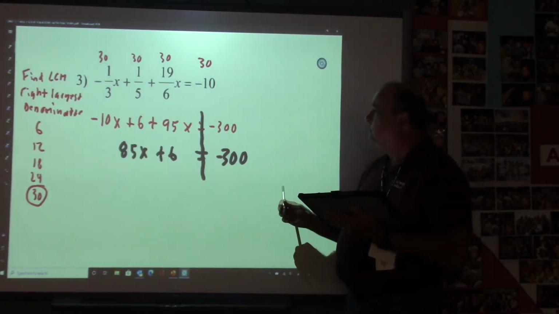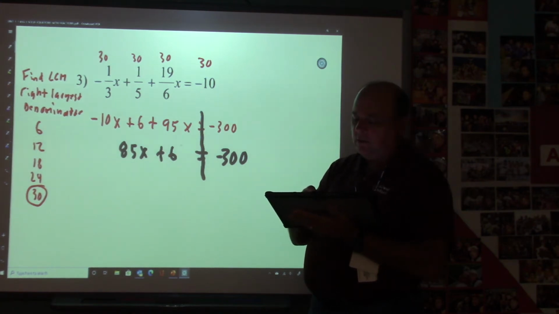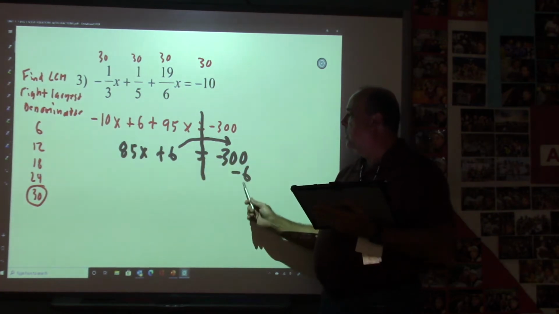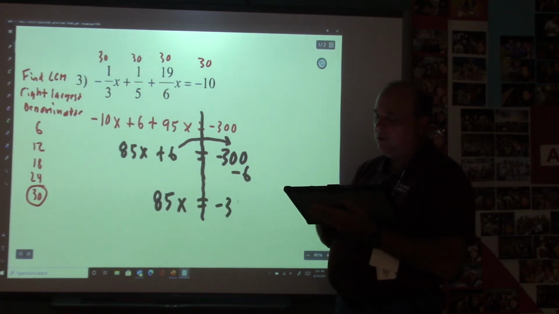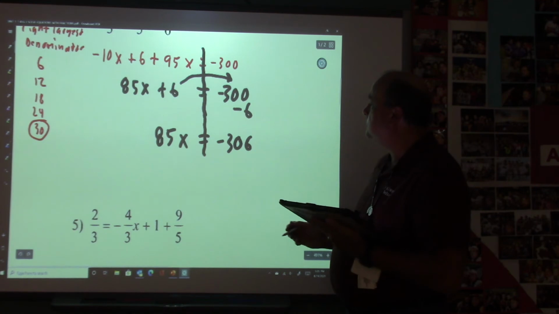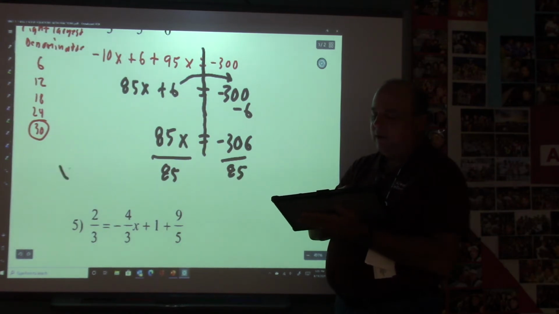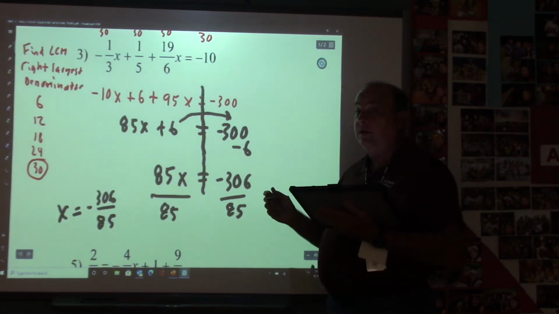Okay, the next step is we're going to move this 6 across, aren't we? So we're going to take this 6 and move it across. Notice we have to take this 6 and move it across, and this answer is going to end up being a fraction. So we're going to get 85x equals negative 306. And the last step to do is to divide the 85. Okay, so x is going to end up equaling negative 306 over 85. That looks funky. Some of these will be weird.